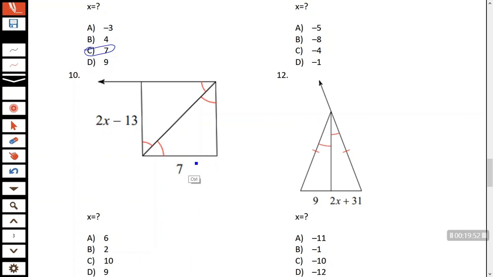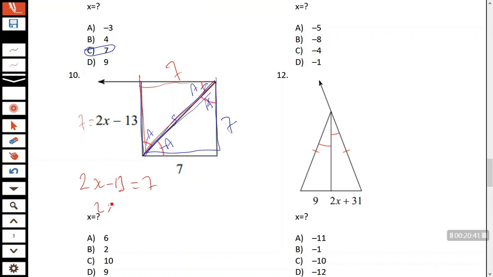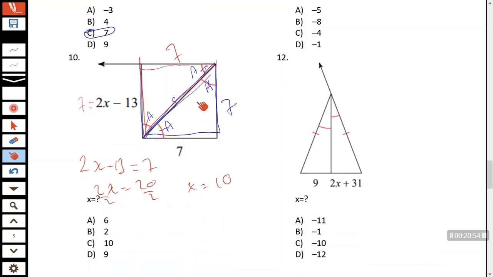Okay, let's check the next question. Good. As you see, this angle and this angle are congruent. This angle and this angle are congruent, given. Because it's an isosceles triangle, base angles are congruent, and this side is 7. So by the angle side angle property that we learned, these two triangles, let's draw with another color here, this red triangle and the blue triangle are congruent, so 7, 7, 7, and this must be equal to 7. So 2x minus 13 equals 7. 2x equals 20, divided by 2, x equals 10. So the question asks for x, and we find x equals 10.